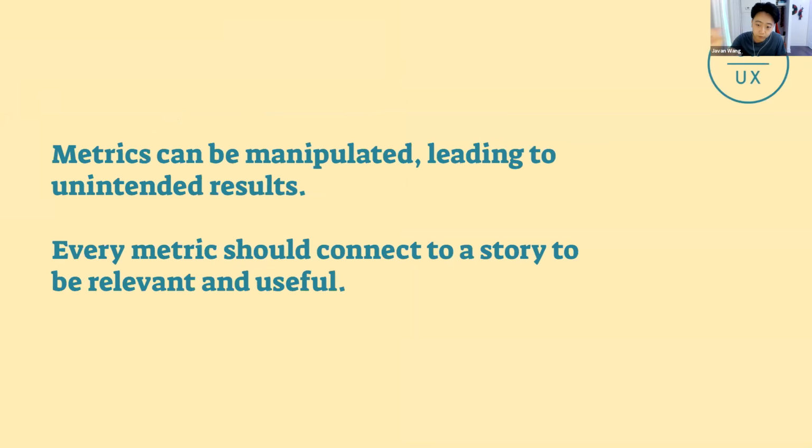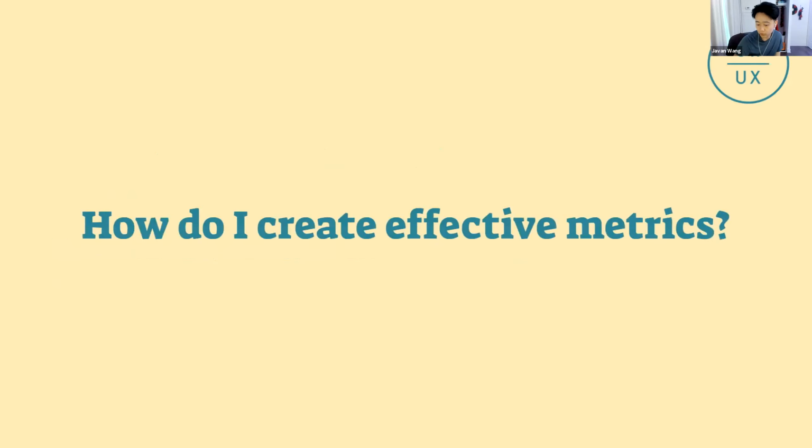If you're measuring the wrong thing, if you're setting the wrong metric, it may lead you down the wrong path and create perverse incentives. So every metric should connect to a story to be both relevant and useful. We'll come back to this one in a bit. So you may be wondering, how do I actually create these effective metrics, right?